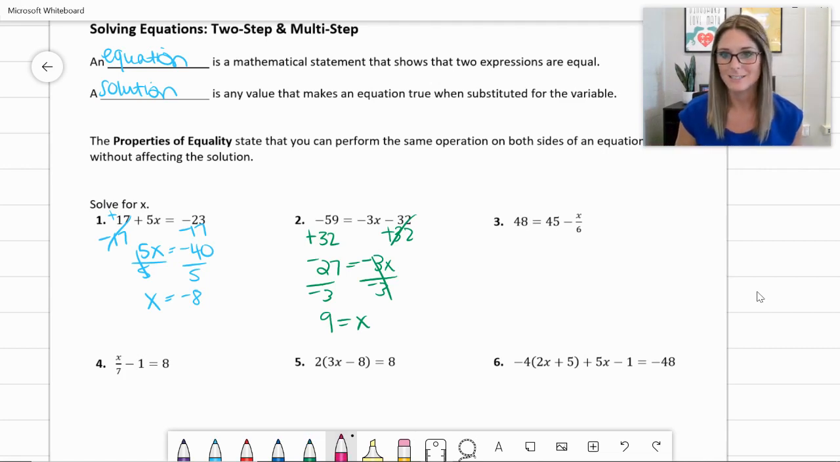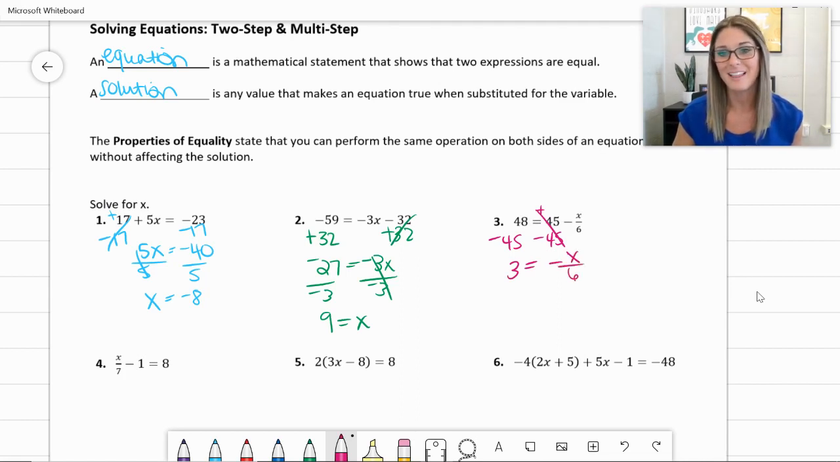Number 3, does it look weird? Does it look wild? There's a lot going on here. So let's dive in. My variable on the right side, so let's get rid of the 45. It is positive. So I want to subtract 45 from both sides. This can be a curveball for a lot of students. So it's a positive 45. I want it to become 0, so I need to subtract 45 from both sides. On the left side, 48 minus 45 gives me 3 equals, I still have a negative x over 6.